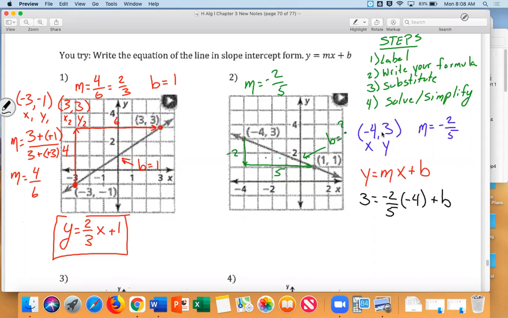Now, we need to solve and simplify. So the first part is we need to simplify. -2 times -4 is 8. So I have 3 equals 8/5 plus b.